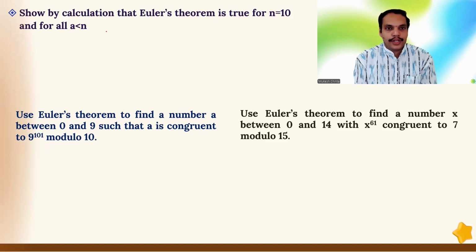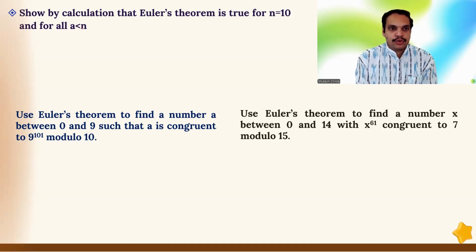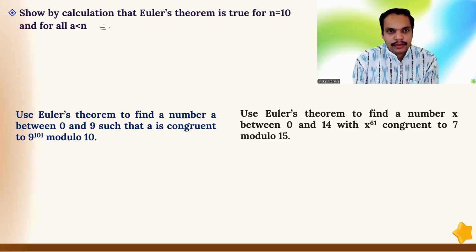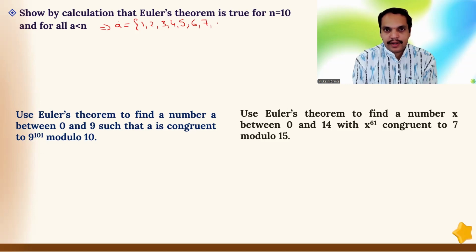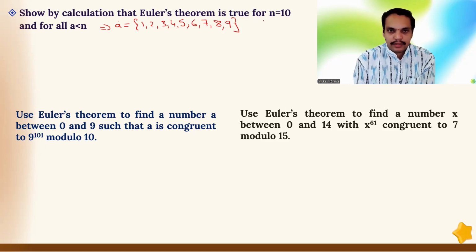So show by calculation that Euler's theorem is true for n equal to 10 and for all a less than n. Now what are the possible a values here? a can take all the values from 1, 2, 3, 4, 5, 6, 7, 8 and 9, isn't it? Now for all these values, if you find out which are relatively prime with 10, I told you, that is phi of 10, which is equal to 4. So what are all those values? 1, 3, 7, 9.